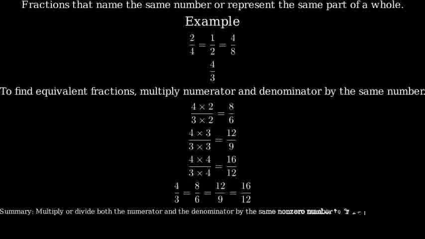In summary, equivalent fractions are obtained by multiplying or dividing the numerator and the denominator by the same non-zero number. This video showed that 4/3 is equivalent to 8/6, 12/9, and 16/12. You can now use this process to find equivalent fractions for any fraction.